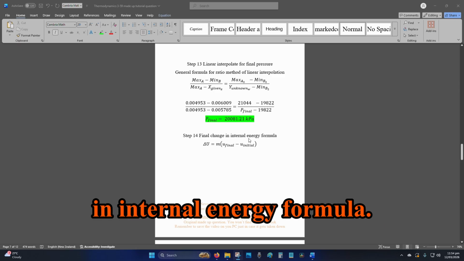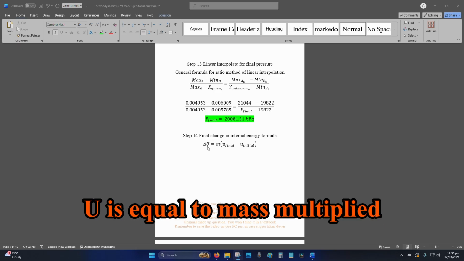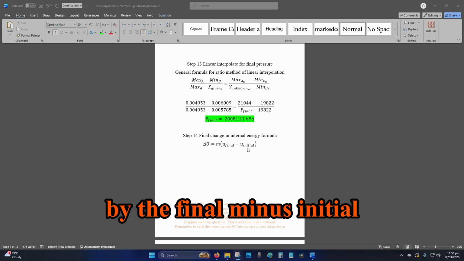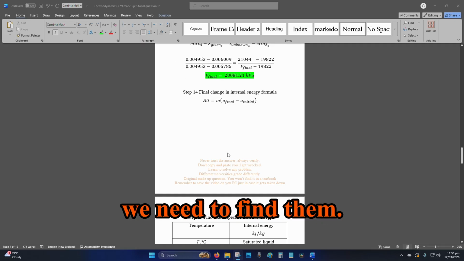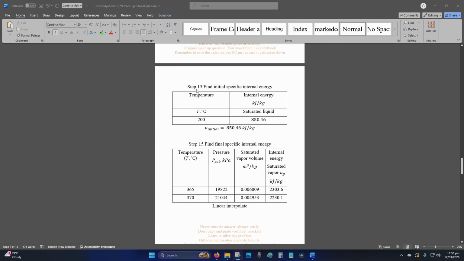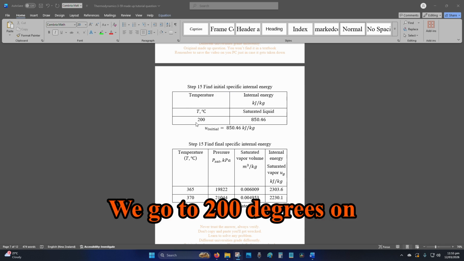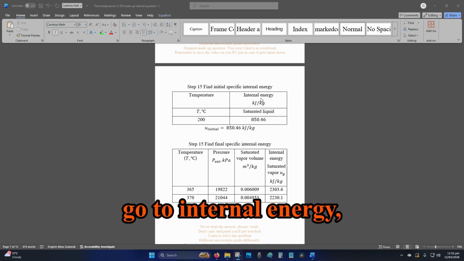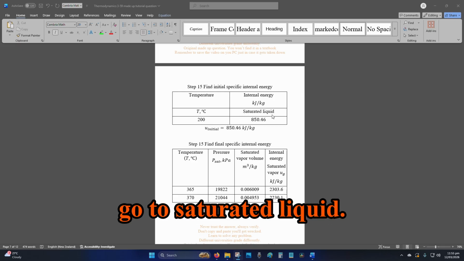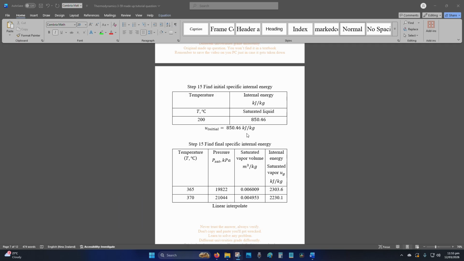Alright, step 14. Find the change in internal energy formula. So delta capital U is equal to mass multiplied by the final minus initial specific internal energies. So both are missing, we need to find them. Step 15, find the initial specific internal energy. We go to 200 degrees on the temperature table, go to internal energy, go to saturated liquid. It'll be 850.46 kilojoules per kilogram.